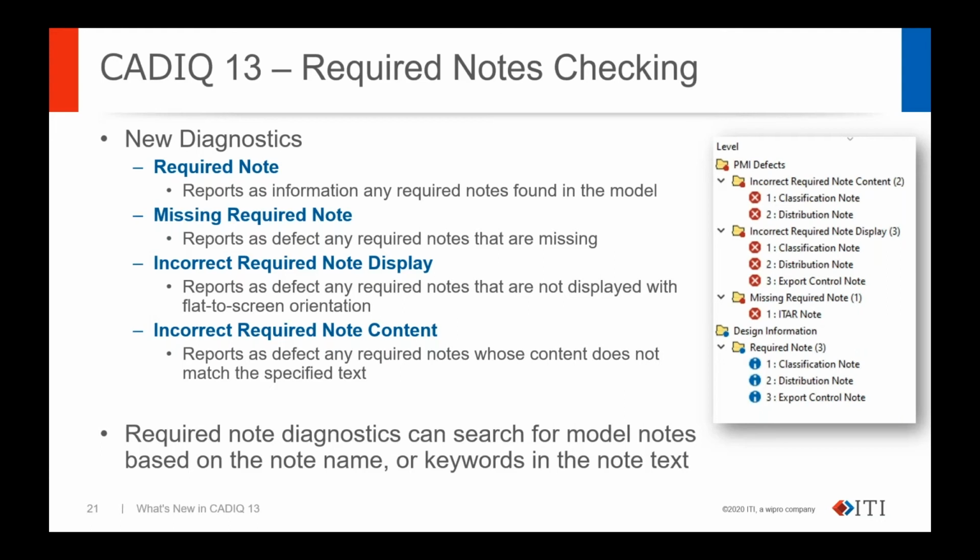All of these diagnostics are flexible in that you can search for the model notes either by the name of the note in the model, or, if the name can vary, you can search for a keyword that would exist in the note text. So if you have a note that sometimes could be ITAR underscore note, or ITAR dash note, or ITAR note all one word without a space or a dash, when the note names are different, we can do a search based upon a keyword. These are pretty nice enhancements that I think a lot of our customers are happy to see.